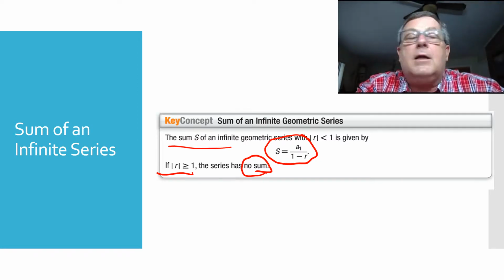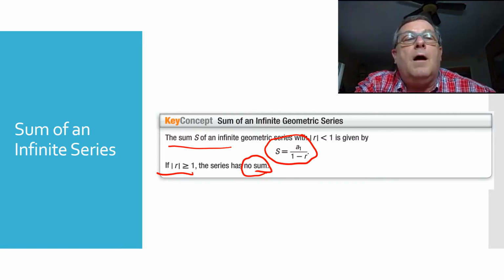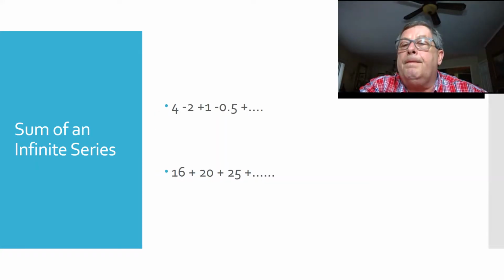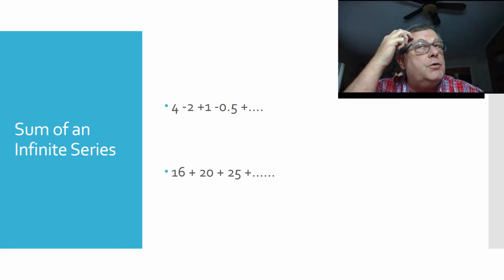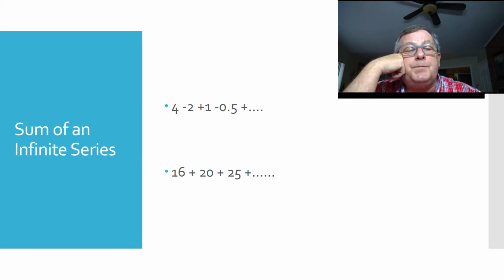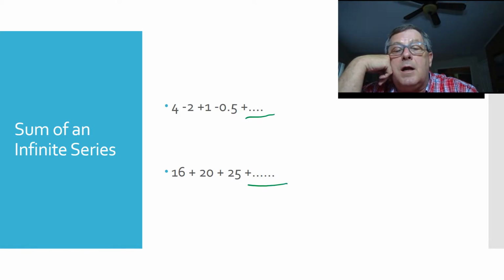All right, so let's take a look. We're going to find the sum, if we can, of a couple of infinite geometric series. Well, let's see if we can find the sum of an infinite geometric series. This is going to correspond to page 684 in your textbook, example 2. And we're given two geometric series here. Infinite geometric series, I might add, because we see this dot, dot, dot sitting out here.